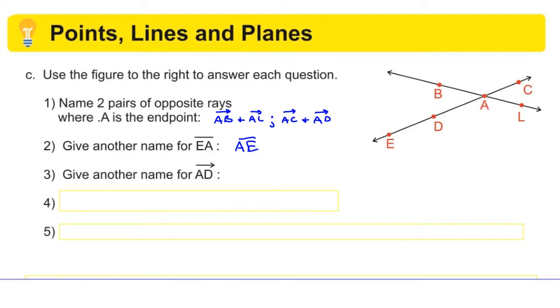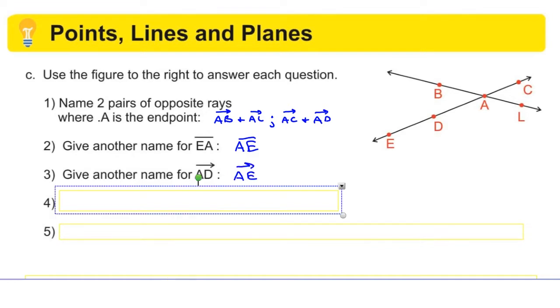Give another name for ray AD. Can you give me another name for ray AD? So it starts at A, has to be the end point, goes in the D direction or the E direction, right? Ray AE would be the other answer.